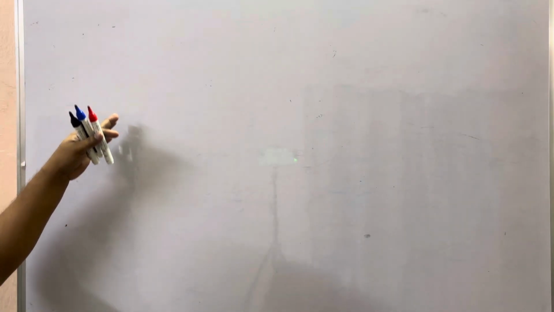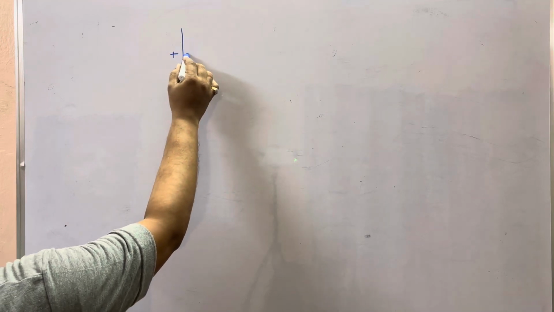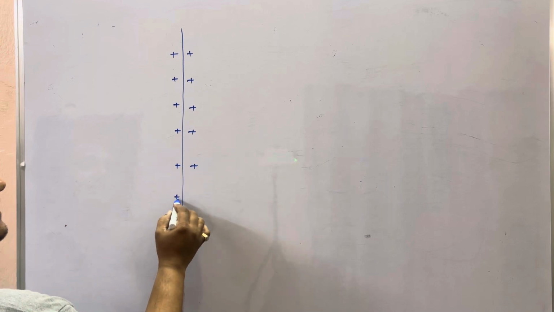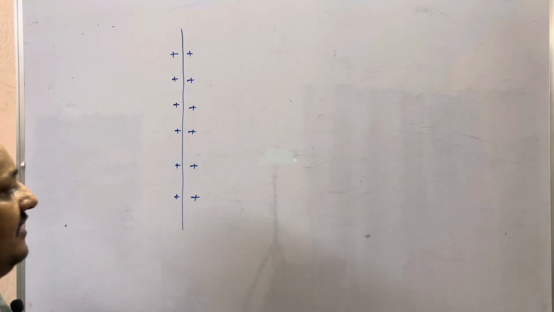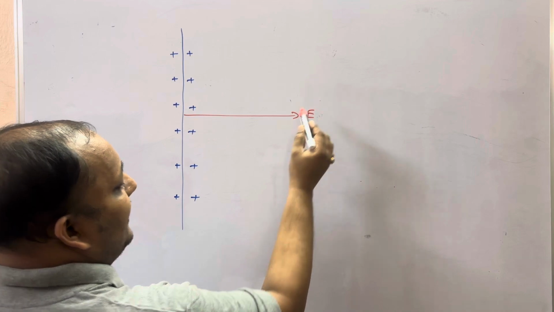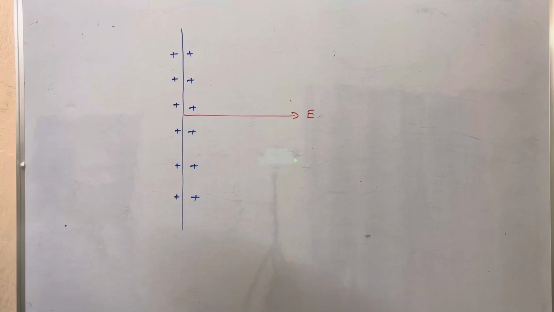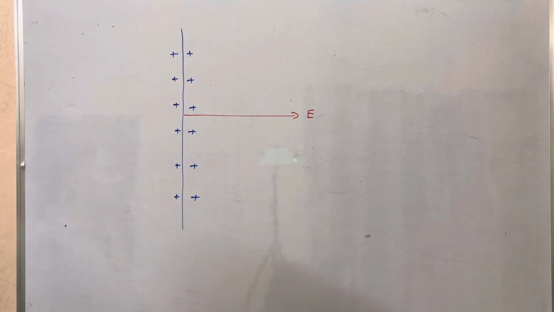In this class, we will discuss electric field intensity due to an infinite positively charged wire. Whenever you are giving positive charge, what is the direction of the electric field? The direction of the electric field will always be away from a positive charge. We are going to discuss applications of Gauss law.